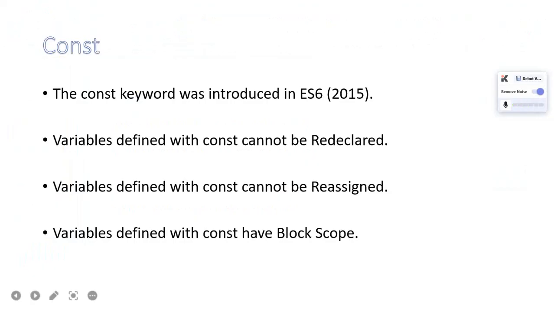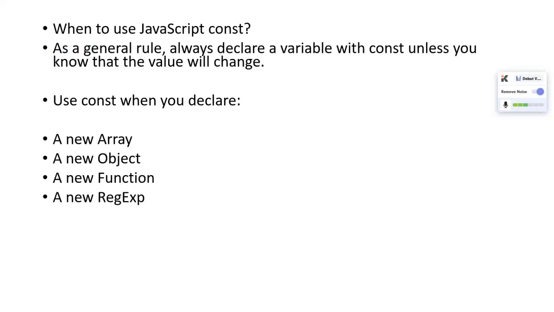The constant keyword was introduced in ES6, same feature. Variables defined with the constant cannot be redeclared, same like the let keyword. Variables defined with constant cannot be reassigned. I want to show you guys what that is. And variables defined with the constant have block scope. Yeah, perfect. Same.